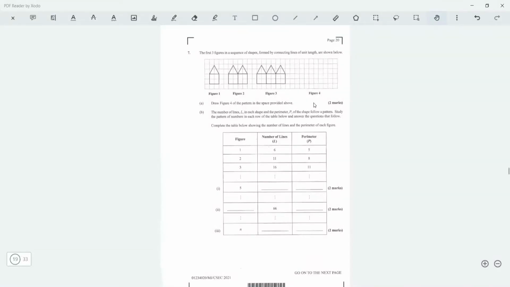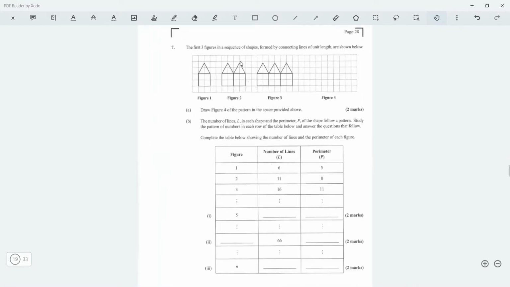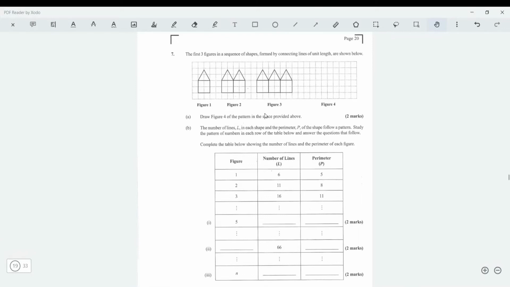Okay, here we have question seven. Question seven says the first three figures of the shapes formed connecting the lines of unit length are shown below. And what we need to do is draw figure four. Now, I'm not the best of artists, but we're going to try. We know that the first one has one square, then two squares, then three squares. So this one is going to have four squares.